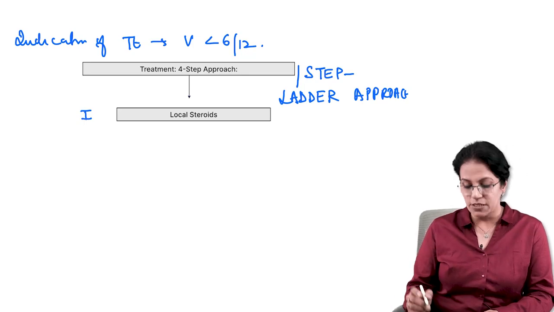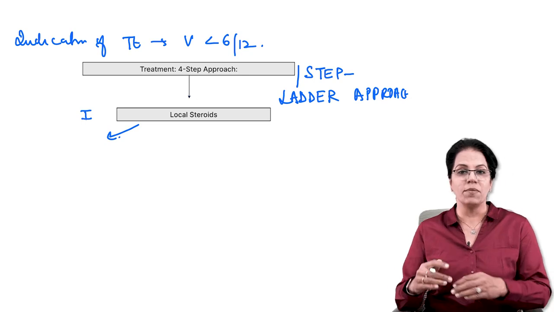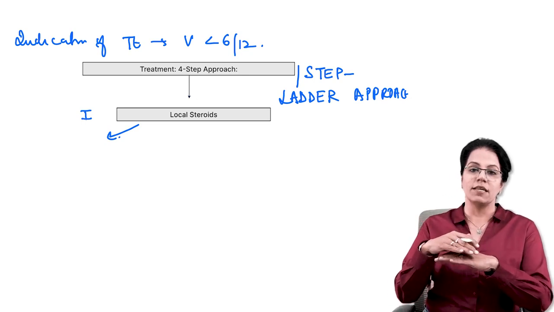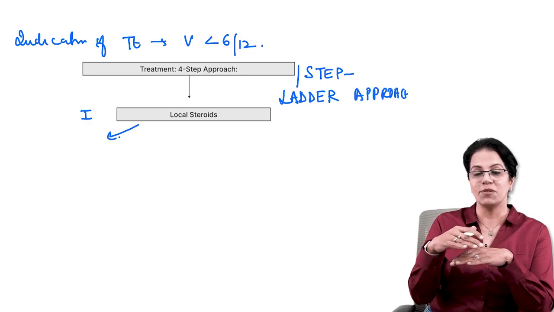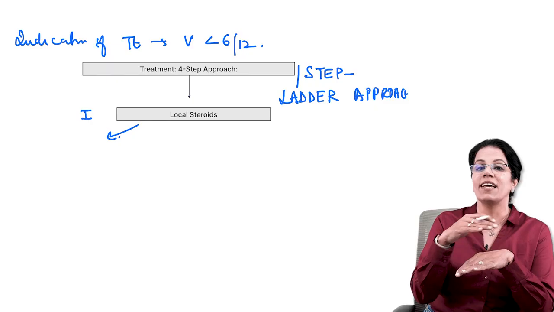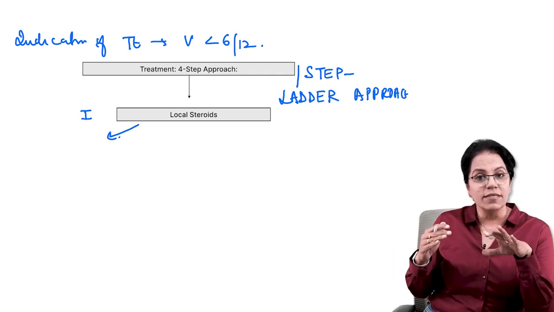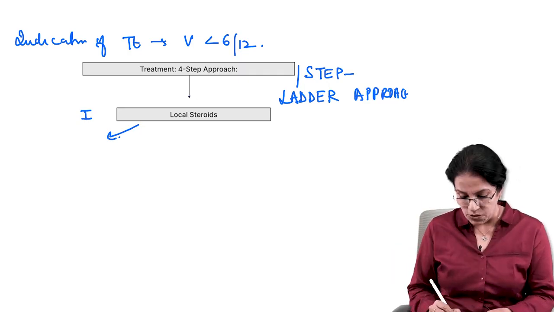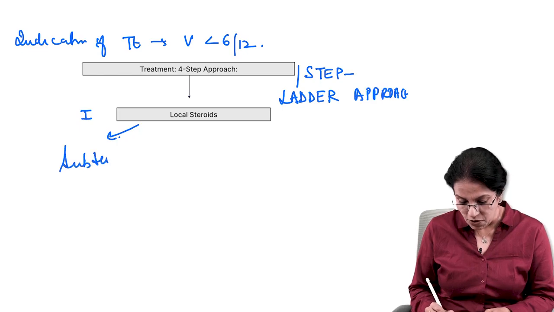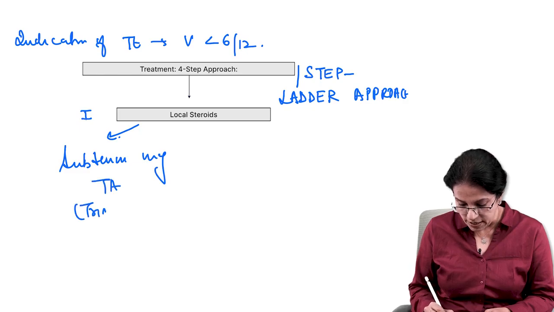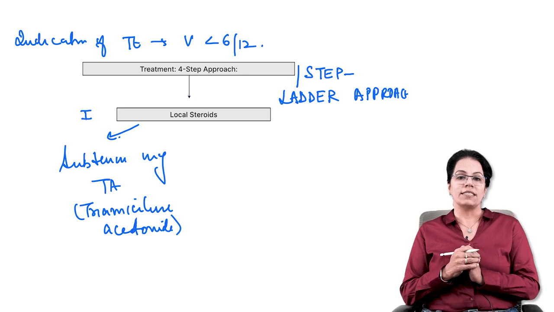How will you go for a local steroid? Do you all remember I taught you about sclera, episclera, and then what is there? Tenon's capsule. Where was Tenon's capsule? Above the episclera. After that comes the conjunctiva, isn't it? So we give a subtenon injection. What we are giving is subtenon injection of triamcinolone acetonide. TA is triamcinolone acetonide.